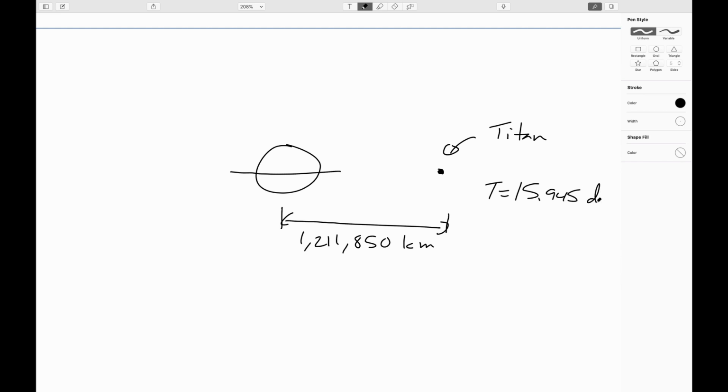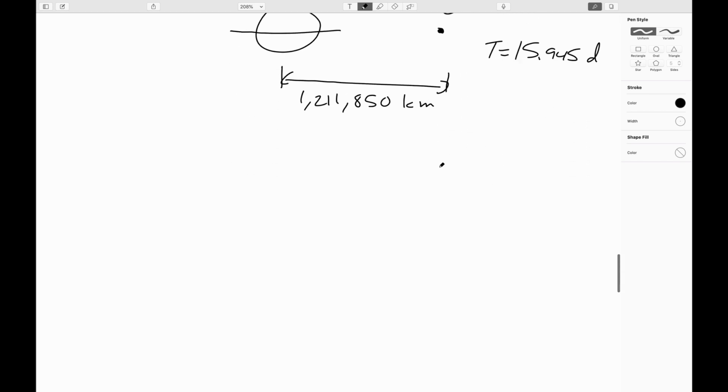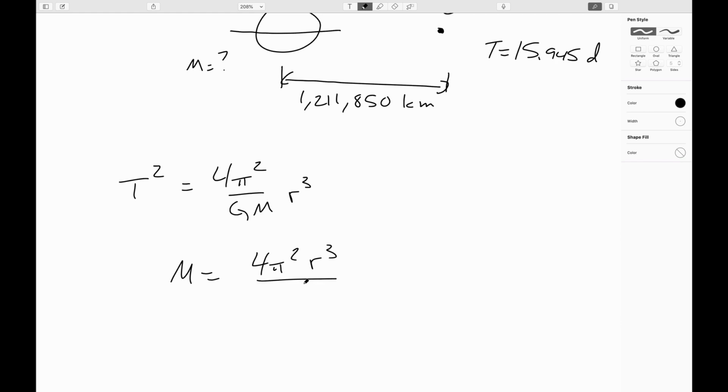And they have very carefully measured the orbital period of Titan and worked it out to be 15.945 days. All right, so we can start, if we want, with using Kepler's third law. Nothing wrong with that. T squared equals 4 pi squared over GM r cubed. Now here what we want to find is the mass of Saturn. So we'll multiply by M, divide by T squared, get that the mass of Saturn will be 4 pi squared r cubed over G T squared.